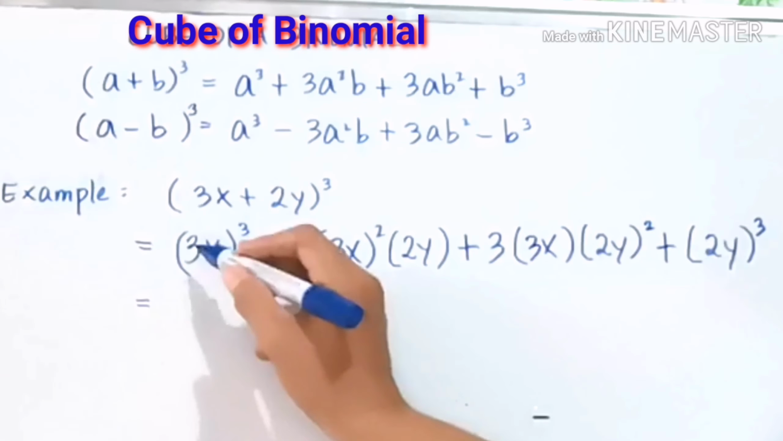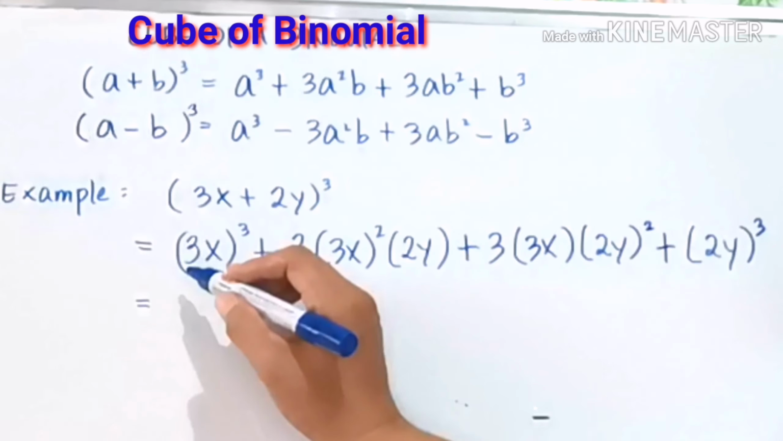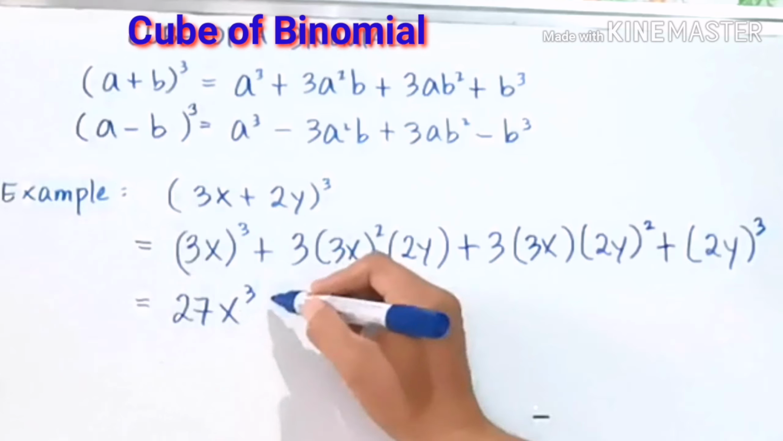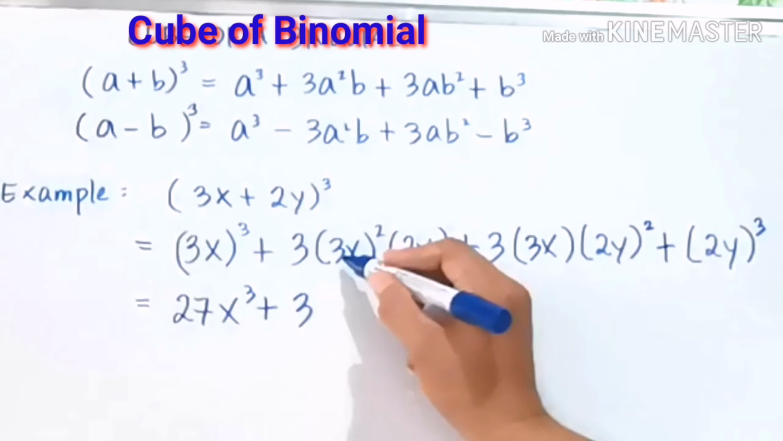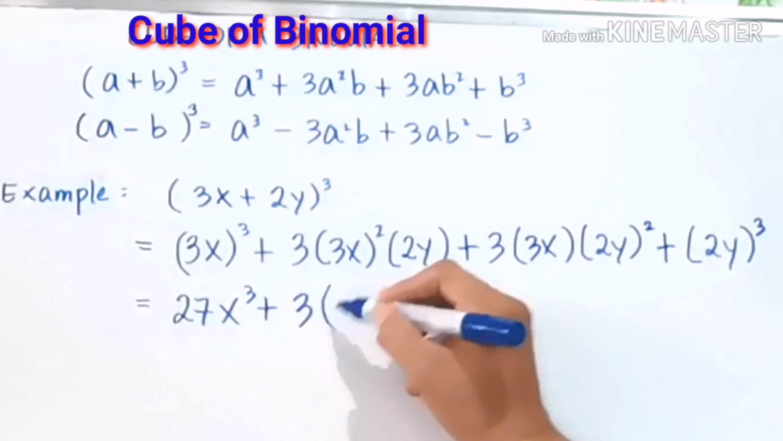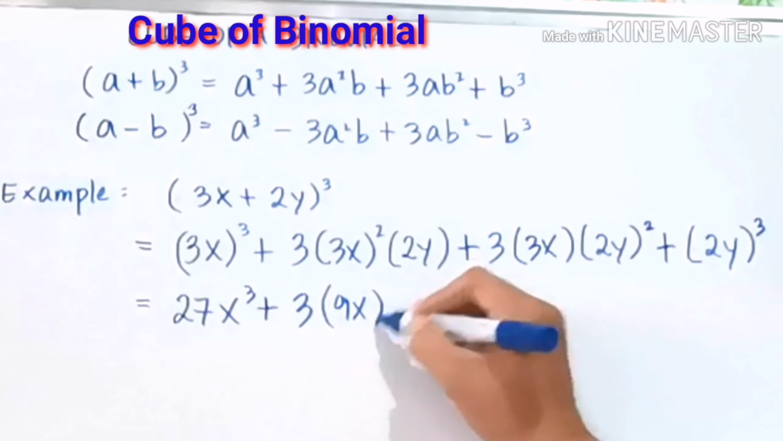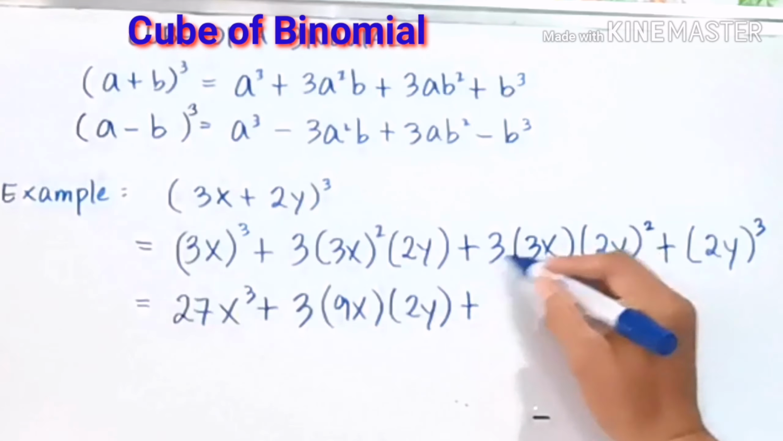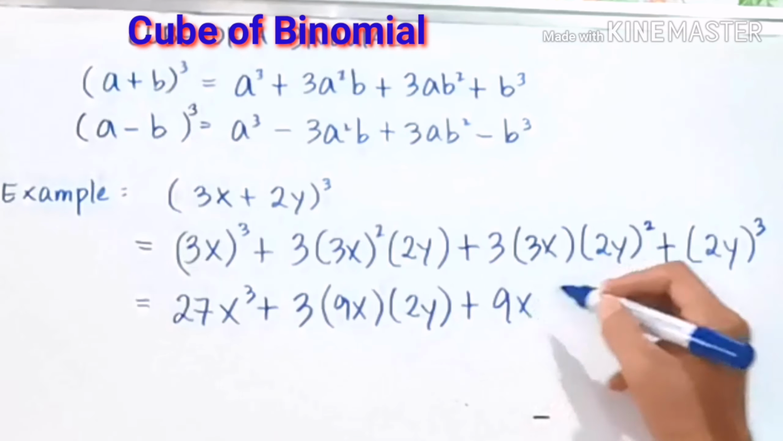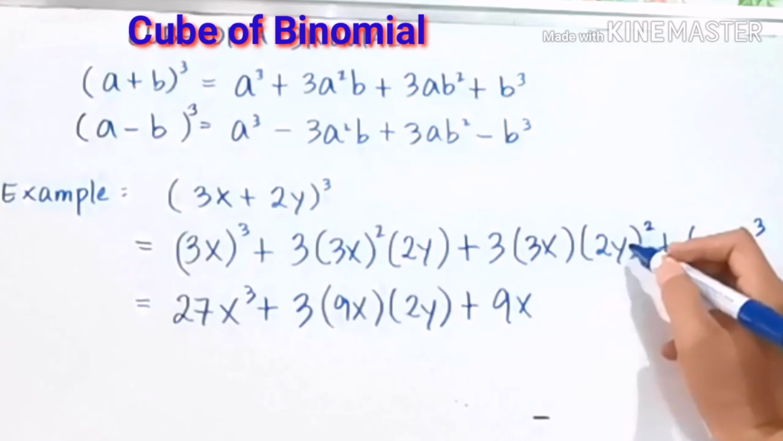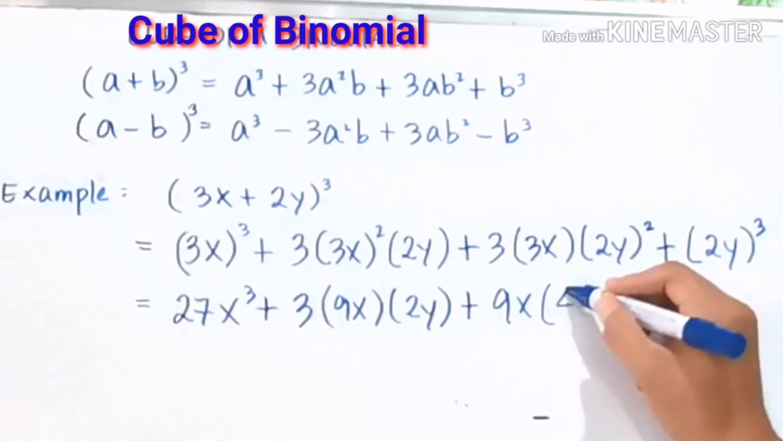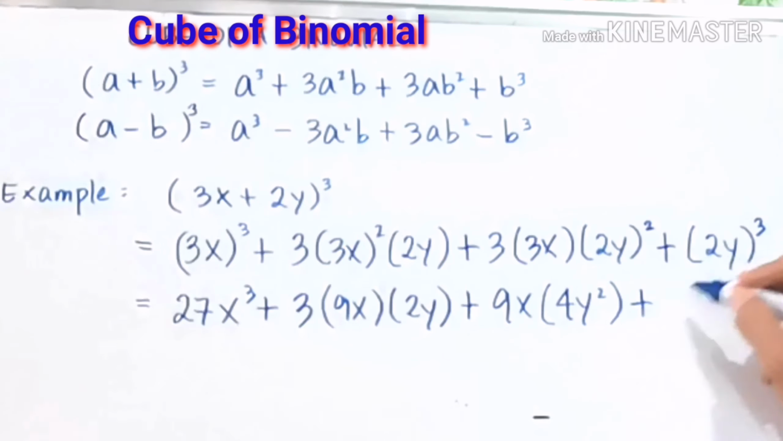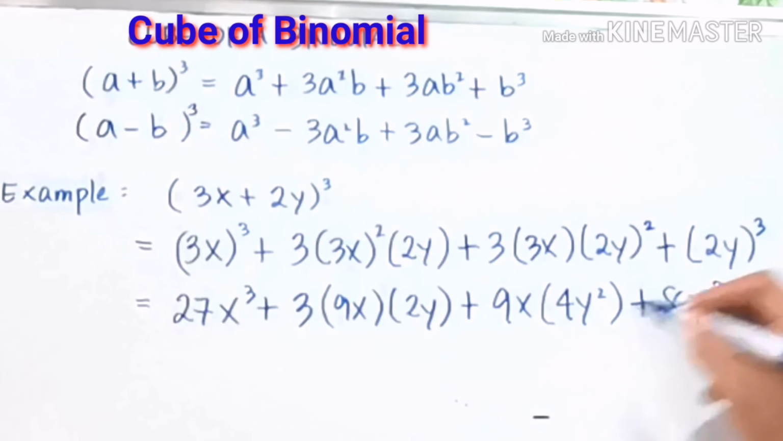So let's simplify this. We have 3 cubed, so when we multiply 3 by 3 and by 3, we have 27x cubed. Then we have 3, simplify first the exponent, 3 squared is 9x times 2y, plus 2, so let us multiply this, we have 9x, simplify 2y raised to the power of 2, so we have 4y squared, plus 2 raised to the power of 3 is 8y cubed.